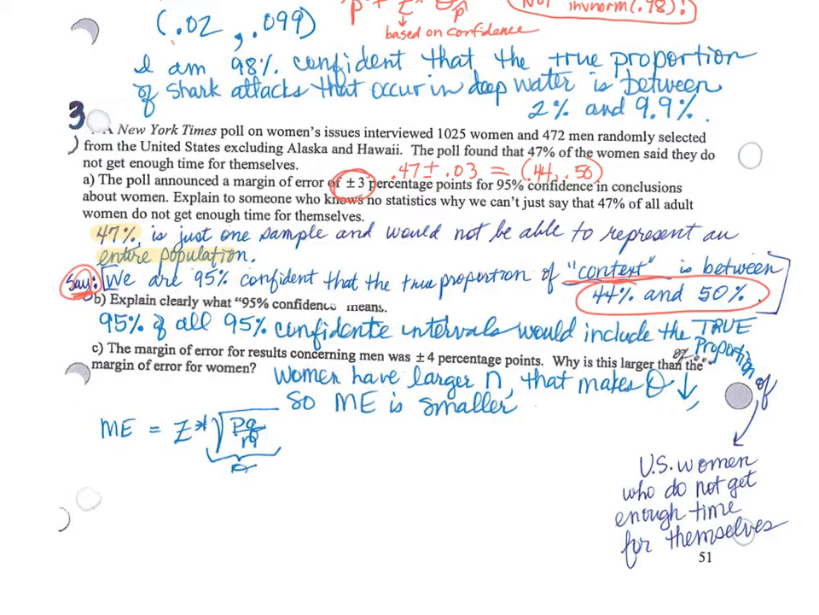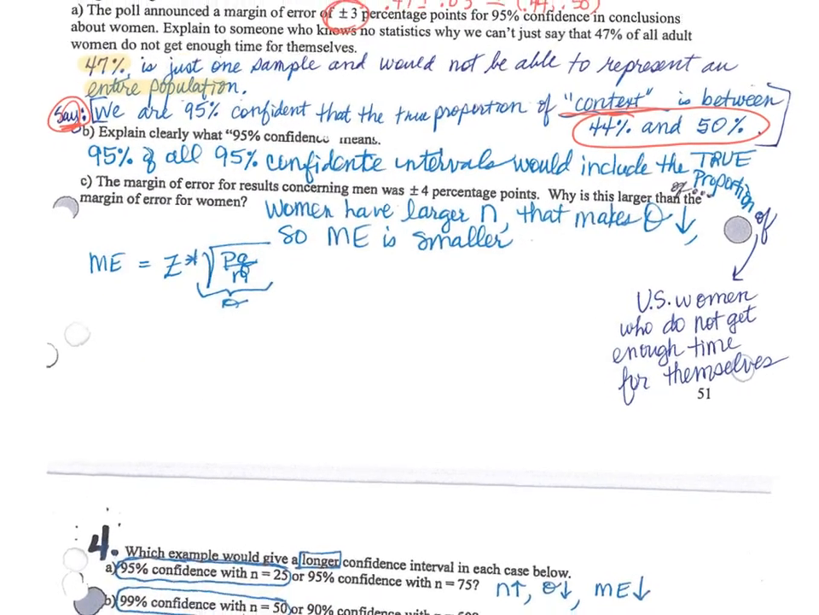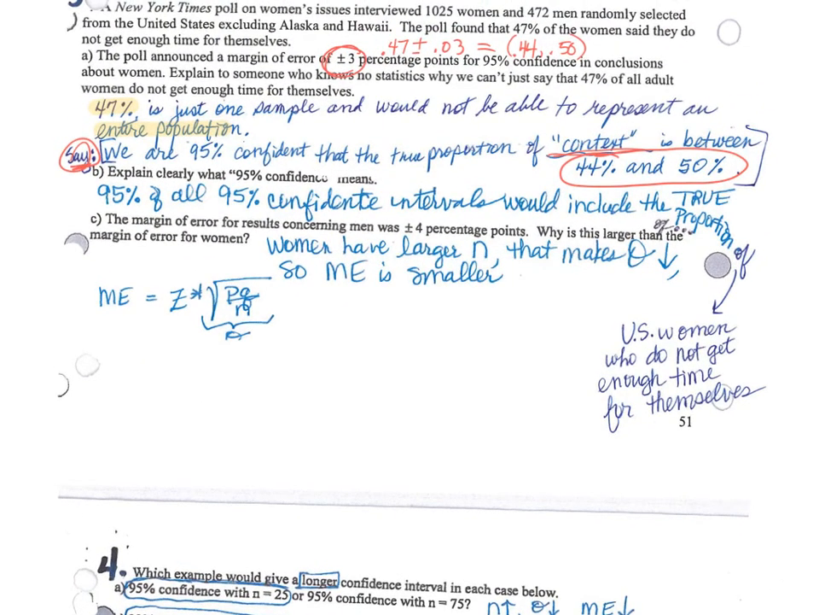So an interval estimates a population value. All right, moving on. Number B says clearly explain what 95% confidence means. That's the confidence level. Okay?